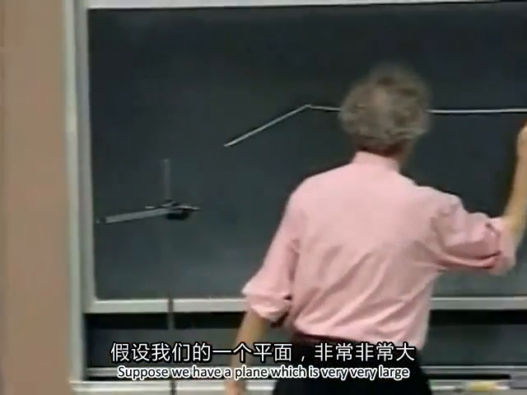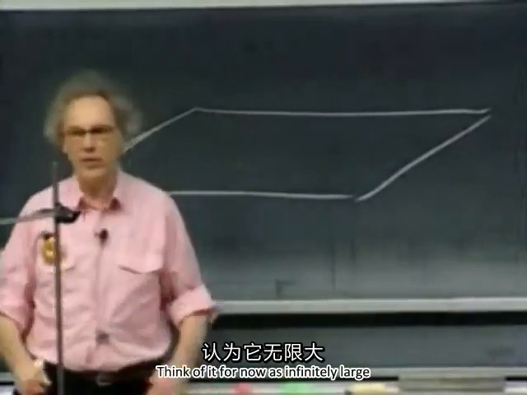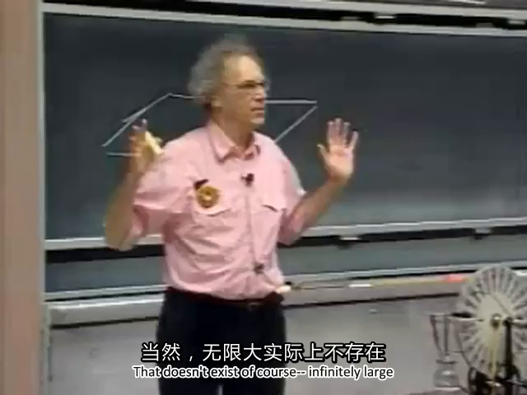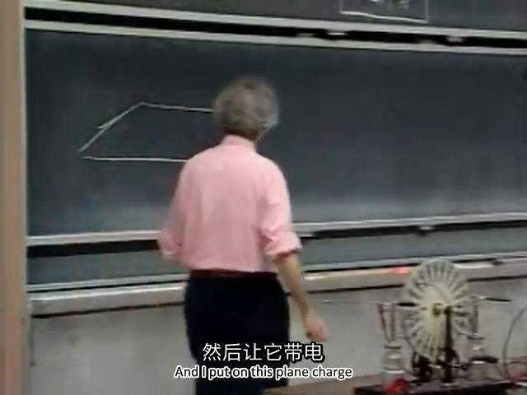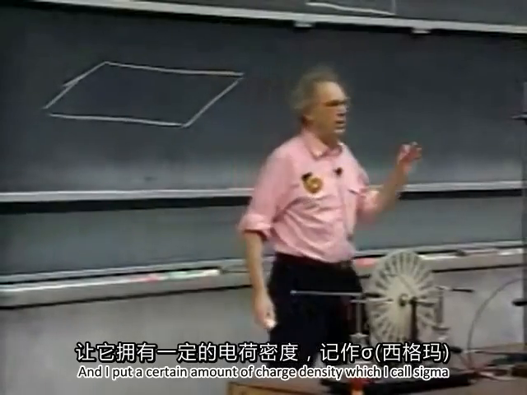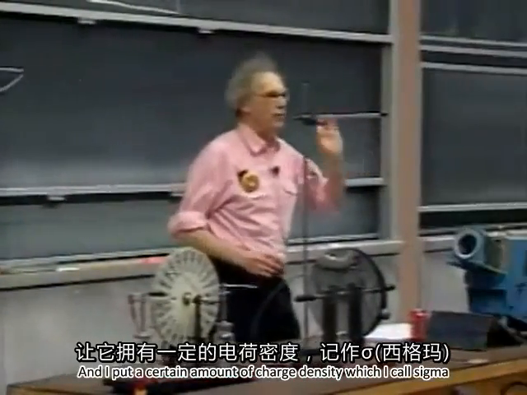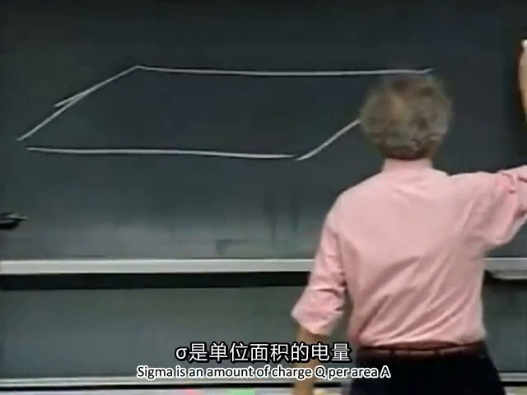Suppose we have a plane which is very, very large. Think of it for now as infinitely large. It doesn't exist, of course, infinitely large. And I put on this plane charge. And I put a certain amount of charge density, which I call sigma.